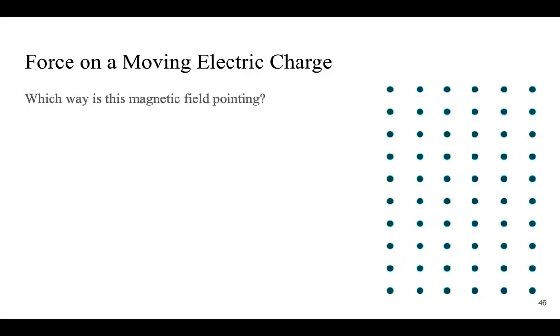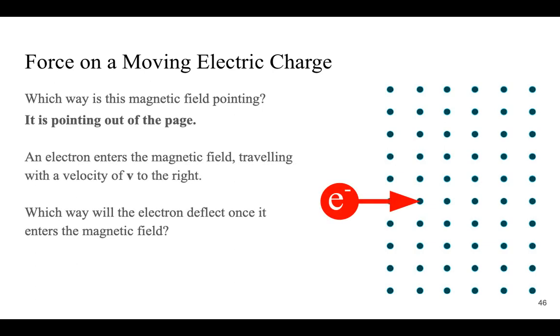So if we're looking at this, which way is this magnetic field pointing? Am I looking at tail feathers, or am I looking at arrow points? I'm looking at arrow points. So this is a magnetic field that's coming towards us out of the page. Now we're going to have an electron entering this magnetic field, traveling with some velocity v to the right. Which way will this electron deflect once it enters the magnetic field?